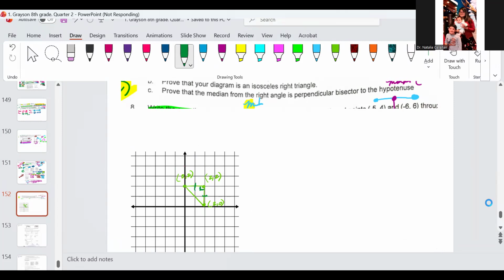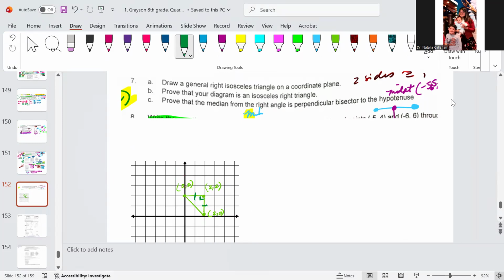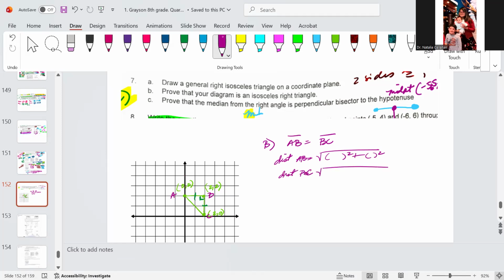Can you read A for me? Okay. Draw a right triangle on a coordinate plane. Prove that your diagram is an isosceles triangle. So to prove this, let's label it as A, B, and C, right? To prove it, you have to make sure that AB is equal to the distance of BC, correct? So then we do the distance formula, correct? Distance formula of AB. Distance formula of BC, correct?